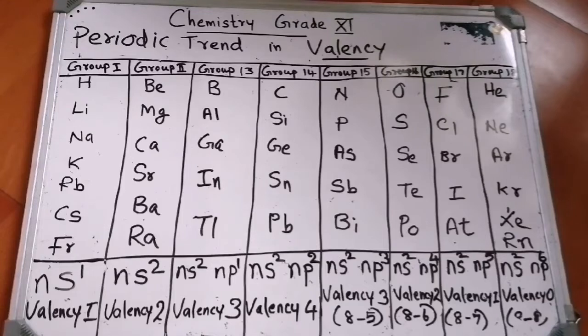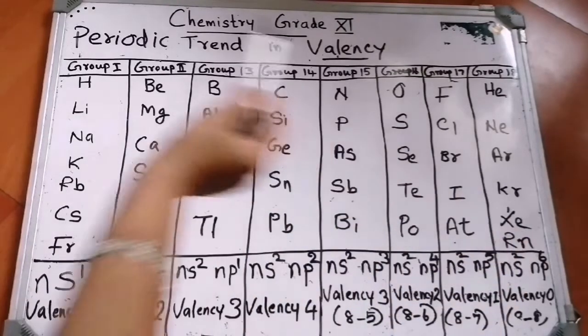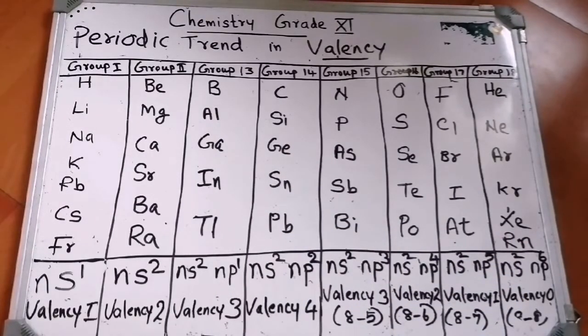The vertical columns are called groups and there are 7 periods. The horizontal rows are called periods. The group 1 and group 2 elements are known as S block elements, and group 13 to group 18 elements are called P block elements. The S block and P block elements are together known as representative elements or main group elements.